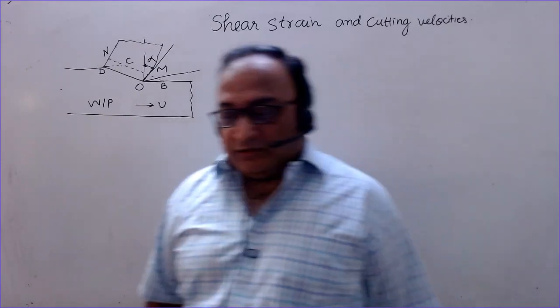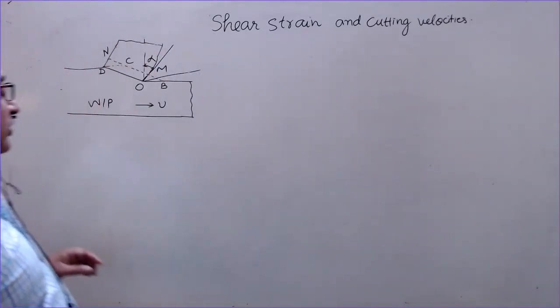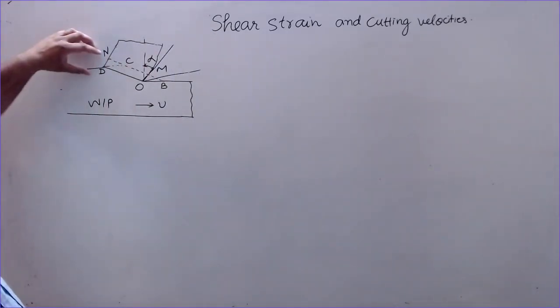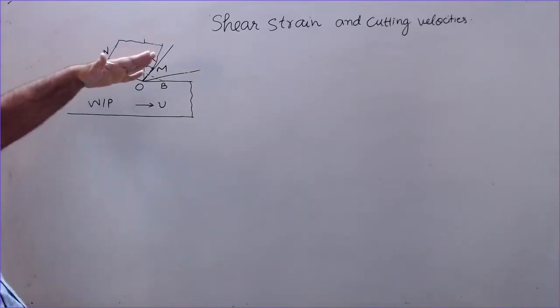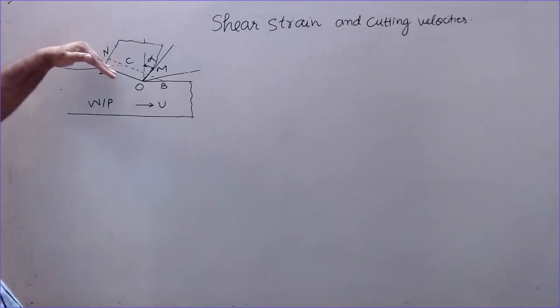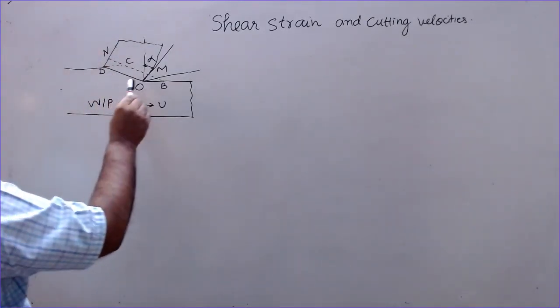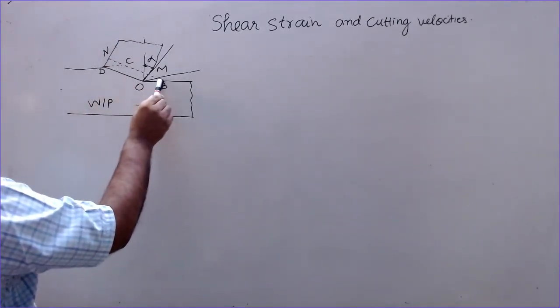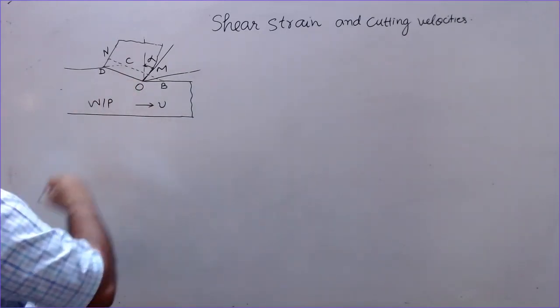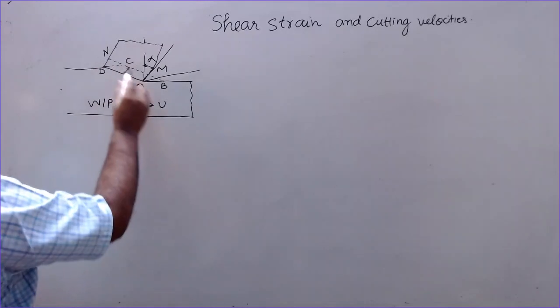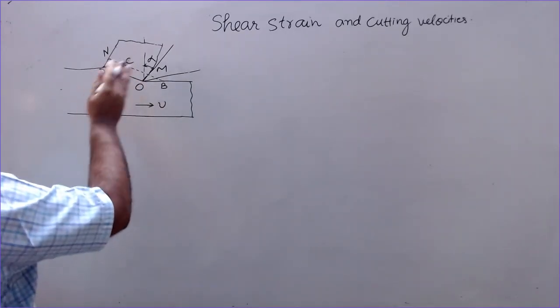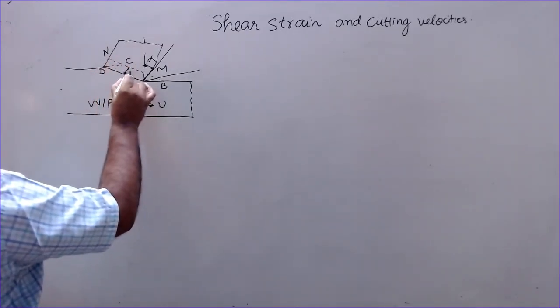So let us discuss this. Suppose you have the material here. This is the shear plane, and when the tool shears the material, this shear plane moves from this position OD to new position BC. Suppose this gap between OD and BC perpendicular, this is delta.